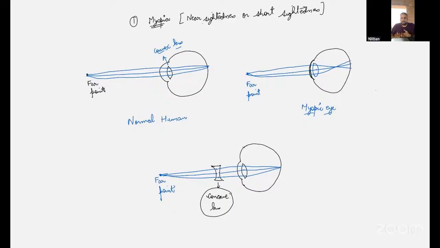In this defect, objects which are far away are not clearly visible because the image is formed in front of the retina.